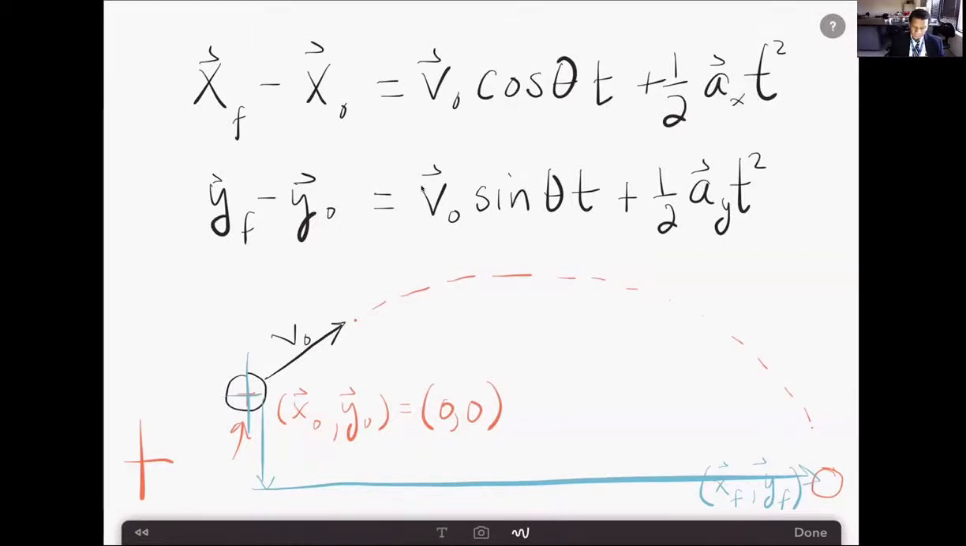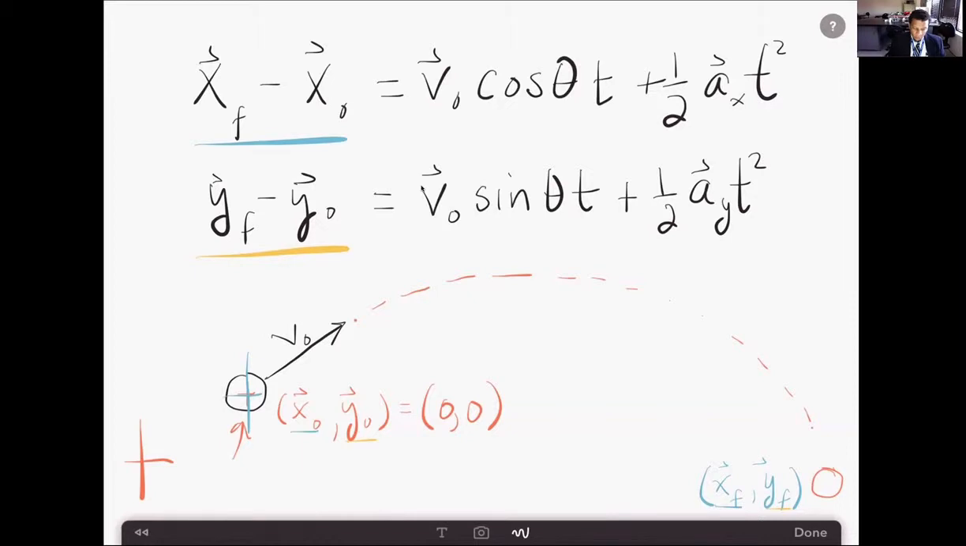Right? So now we know how to find the displacement in the x direction because we know our initial position and we know our final position. Just take away these vectors. We can find our displacement because we know this and we know this. We can find our displacement in the y direction because we know our y final and our y initial.